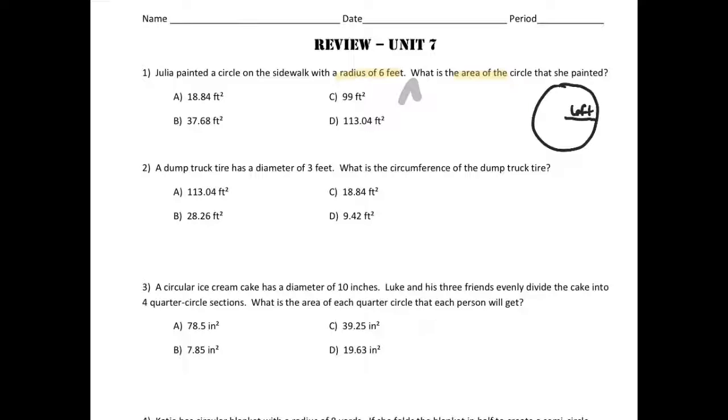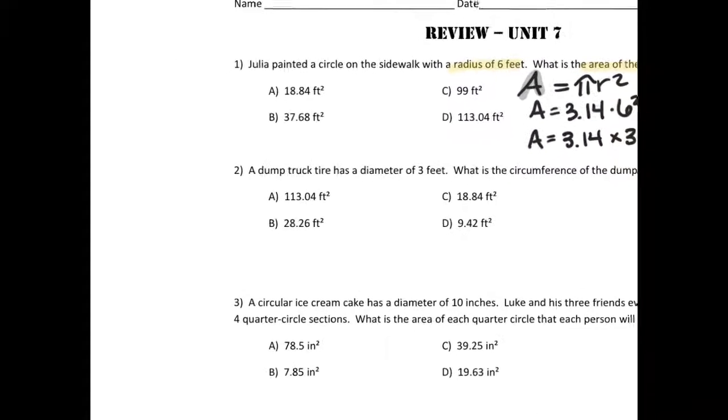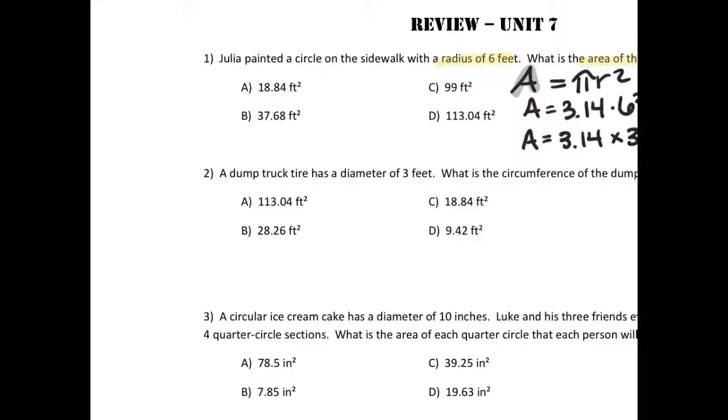So my formula is area equals pi r squared. Well, pi is 3.14. My radius is 6 feet, so I'm going to square that. So my area is 3.14 times 36, because the square of 6 is 36. So 3.14 times 36. I got 18.84. I need to always put my marker spot.